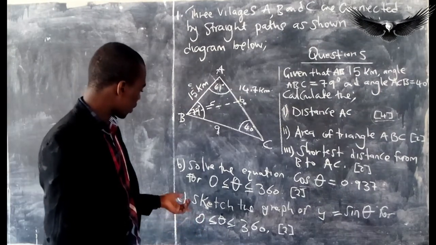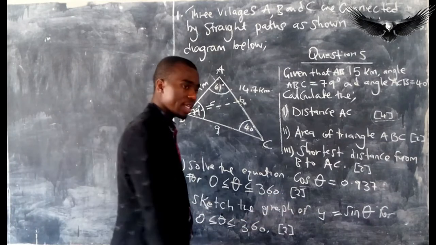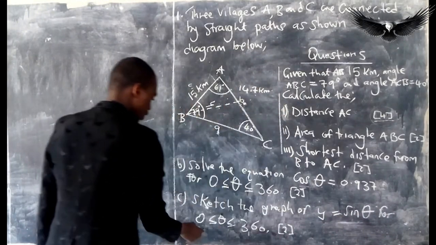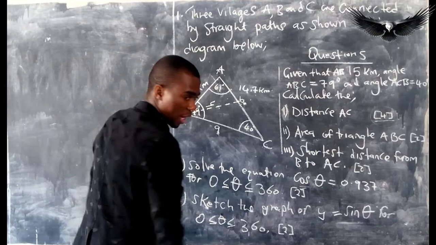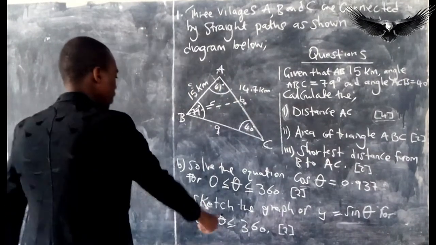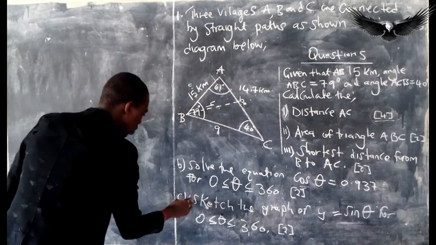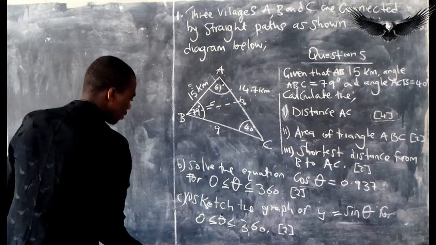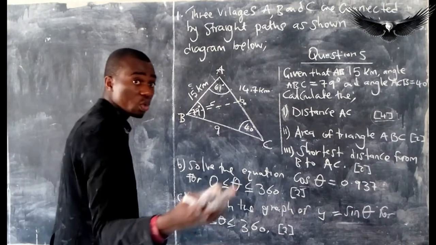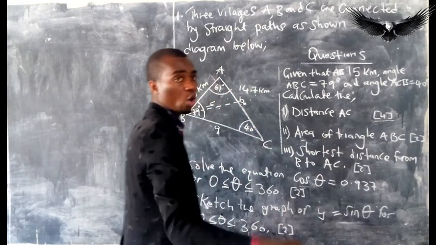So, question C simply reads, sketch the graph of y is equal to sine theta for 0 is less or equal to theta, less or equal to 360. So what you have to do here is just simply sketching the graph. Now, in here, I know we are answering the question, so let me include something in the question so that we have C1 and C2. Because there are only two graphs that they will ask you: the one for sine theta and the one for cos theta.